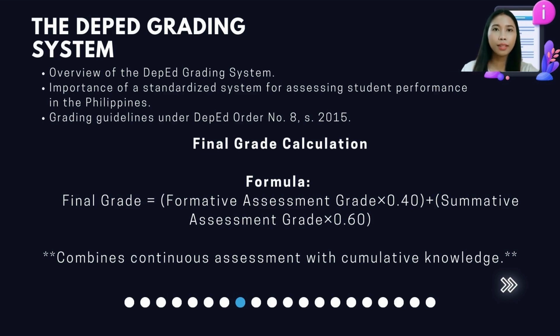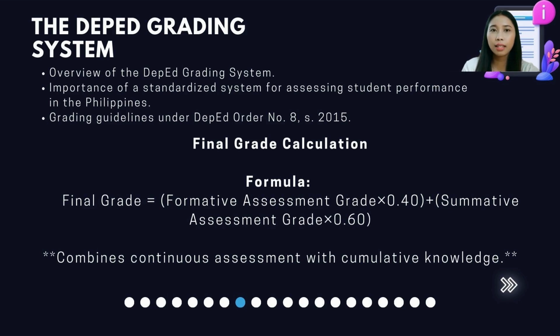Second is the assessment types. The grading system involves multiple types of assessment, and these are the formative assessment that includes quizzes, class activities, assignments, and seat work that monitor student progress during lessons.